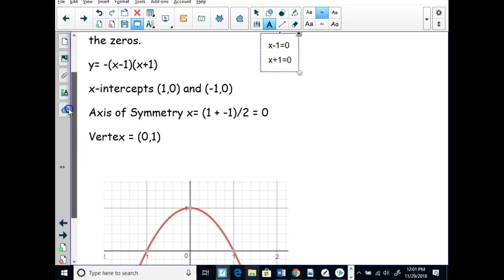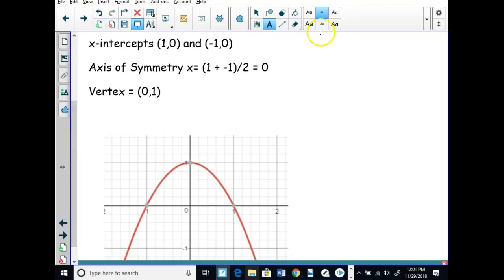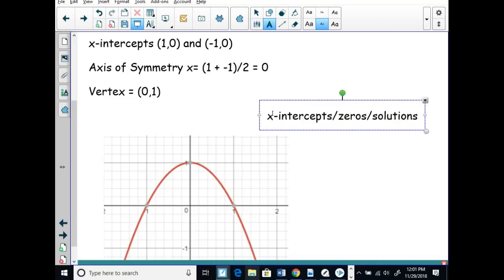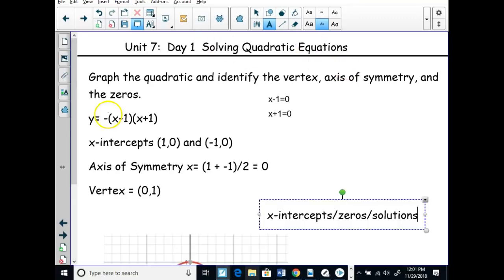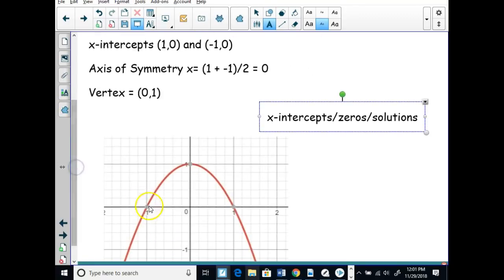This is review. Now, the zeros, one thing you need to know and you should write down: x-intercepts, zeros, and solutions, these are all the same thing. We want you to really understand that when you are solving a quadratic equation, you are really just finding the x-intercepts. So you can always graph the quadratic equation and figure out where it crosses the x-axis to figure out those solutions.